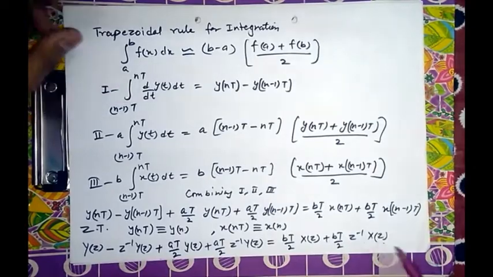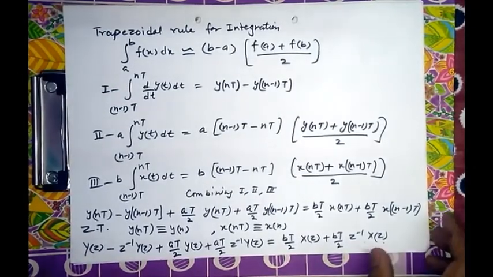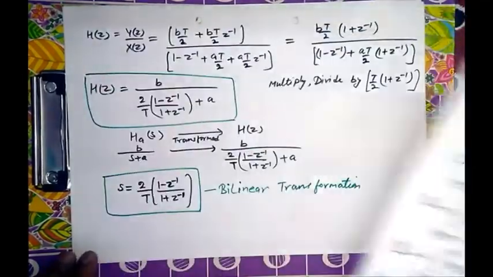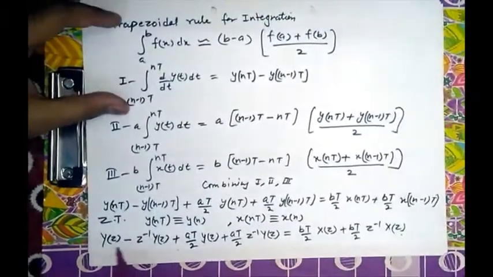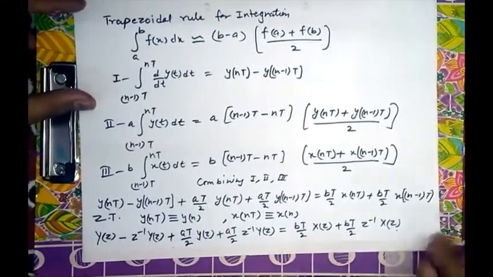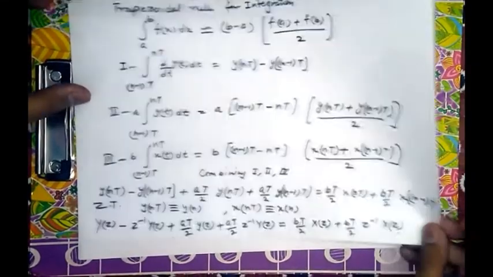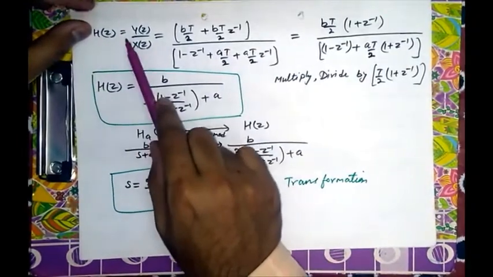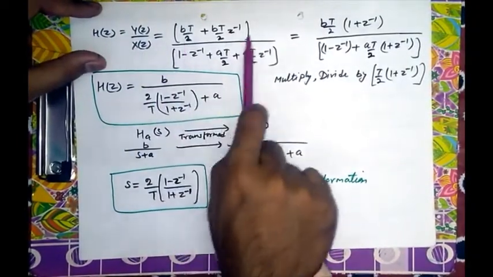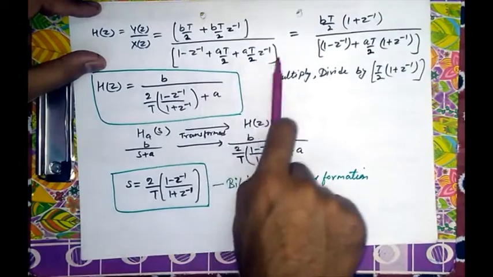So every term is doing the same by applying the z transform, and in this equation you can take Y(z) common and X(z) common, and taking out Y(z) upon X(z) on one side of the equality, Y(z) upon X(z) is equal to all the terms of X(z) and all the terms of Y(z).